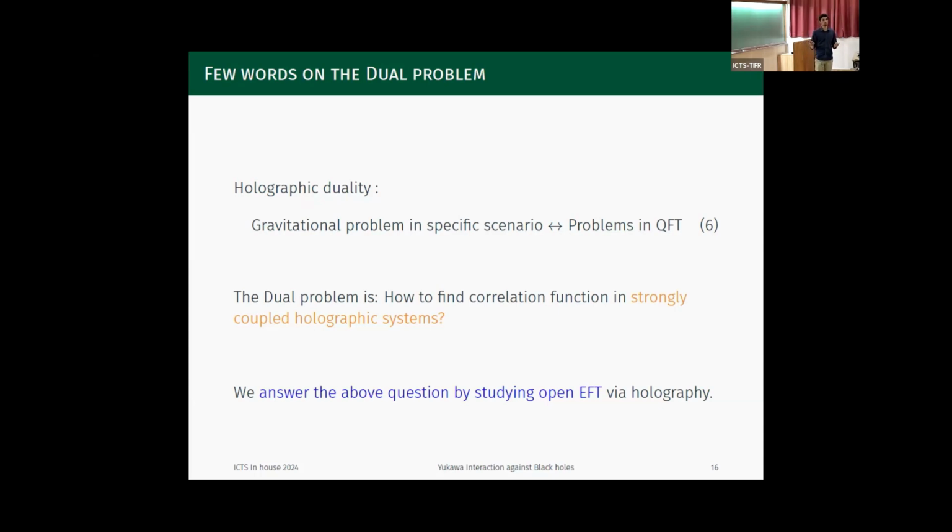And what is the dual problem of our setup? The dual problem of our setup is: if you are given some strongly coupled holographic system, preferably which has fermionic degrees of freedom in it, how to find correlation functions there. So that's a dual problem. And we have an answer to the above question by studying the open effective theory by holography. Because if you can ask that question, you can convert it into a gravitational problem, and the gravitational problem we know how to solve. So you can motivate the same problem with holography also.